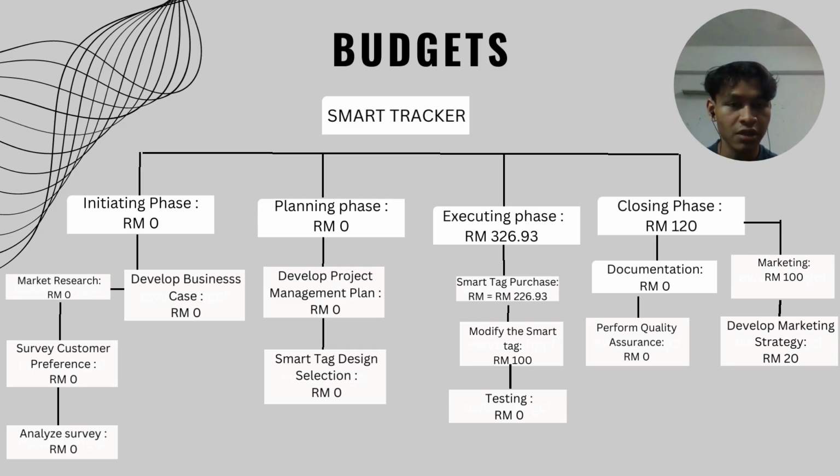And then the last part is the closing phase. In this closing phase, we have the documentation, we also have the perform quality assurance, we have the marketing strategy and the way to develop marketing strategy. For the documentation, we only spend RM0. For the perform quality assurance, we also spend RM0. For the marketing strategy, we spend RM100 for marketing. And for the developing of marketing strategy, we put RM20.